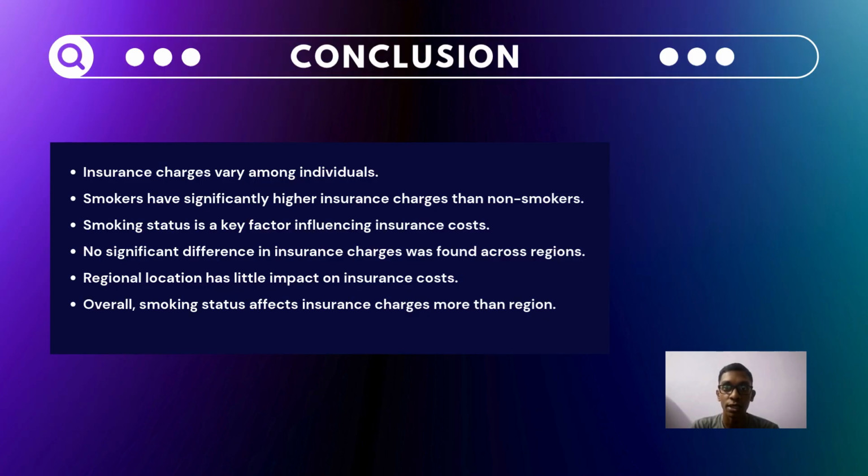Meanwhile, the ANOVA test showed no significant difference in insurance charges across different regions, meaning the location has little influence on insurance premiums. Overall, smoking is the stronger predictor of medical insurance charges, while region has minimal impact. This finding highlights the importance of a healthy lifestyle in reducing medical and insurance costs.